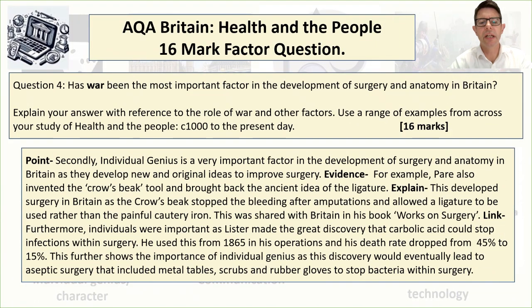So I've said, furthermore, individuals were important as Lister made the great discovery that carbolic acid could stop infections within surgery. I've then explained his impact. So he used this from age 65 in his operations and his death rate dropped from 45% to 15%. This further showed the importance of individual genius as this discovery would eventually lead to aseptic surgery that included metal tables, scrubs and rubber gloves to stop bacteria within surgery.